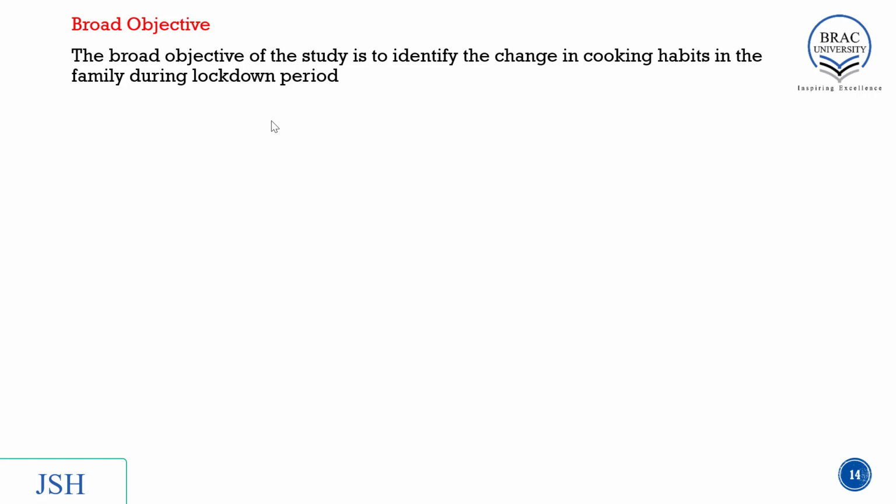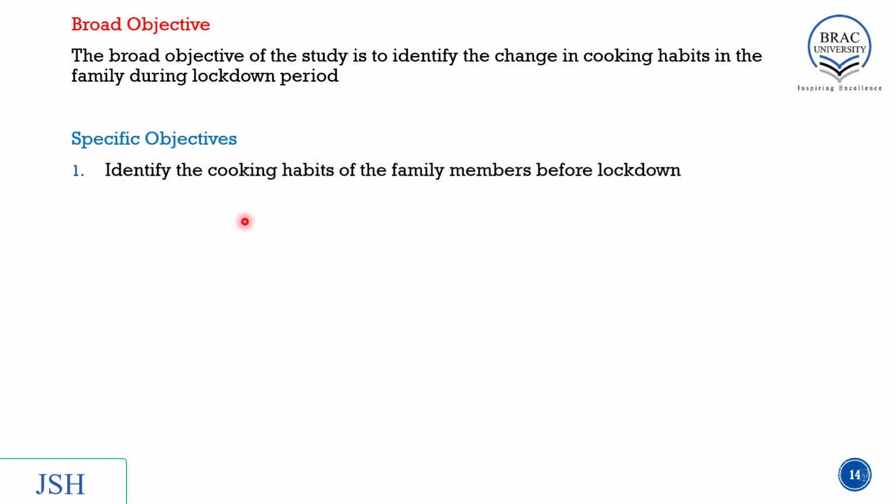Again, I'm going to reveal my list, but I must say your specific objectives can be very different from mine. Again, there is no one single correct answer to this. As long as your specific objectives help you to achieve your broad objective, it is fine. So, moving on to my specific objectives. Number one objective is to identify the cooking habits of the family members before lockdown. In order to identify the change in cooking habits, the first thing we need to do is identify the cooking habits before lockdown, right? So this is one of my specific objectives.